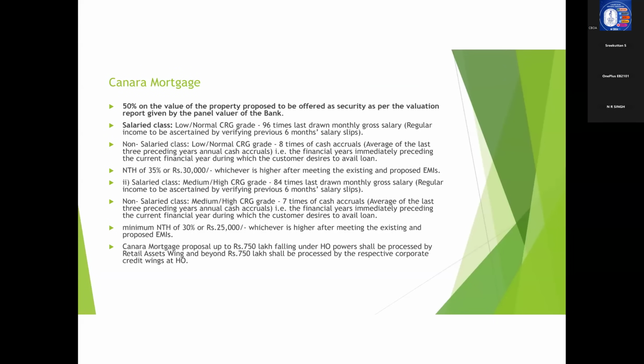Now we have come to the last product of the day, that is Canara mortgage. Yesterday we had already discussed this one, but still discussing this again. Then we will move to our question answers. Canara mortgage, it is 50% of the value. We already saw that the maximum loan amount that we can finance is 50% of the market value assessed. In the case of salaried class, low and normal, the maximum quantum is 96 times of last drawn monthly salary. In the case of non-salaried class, it is 8 times of average of last 3 years.